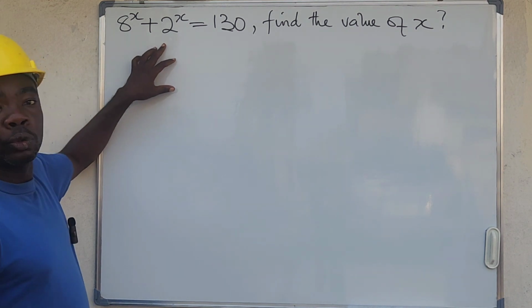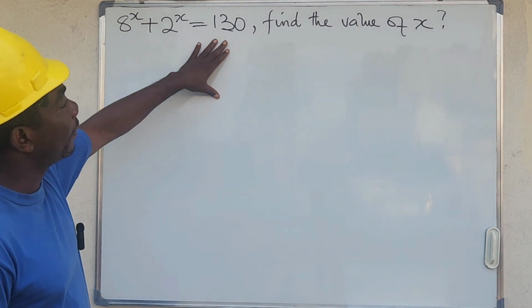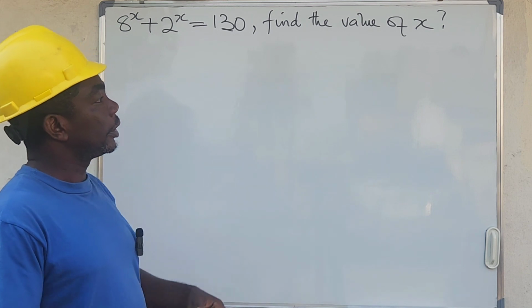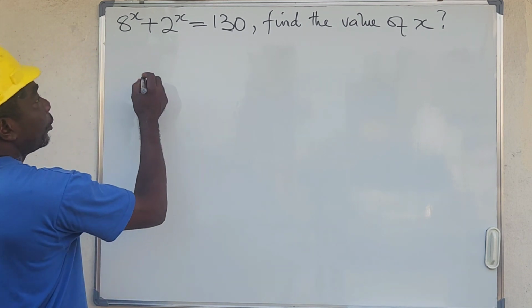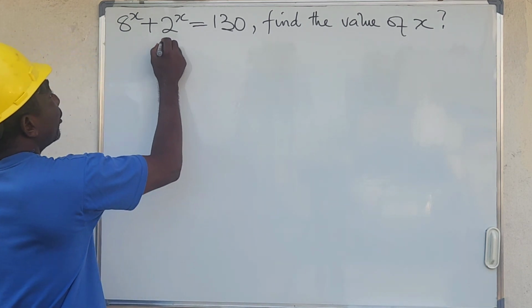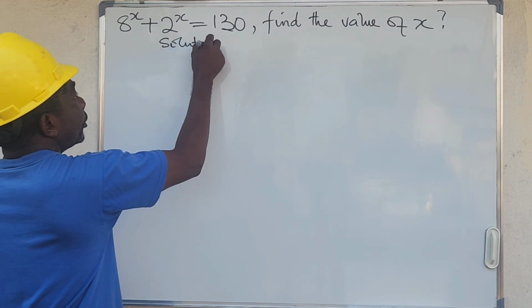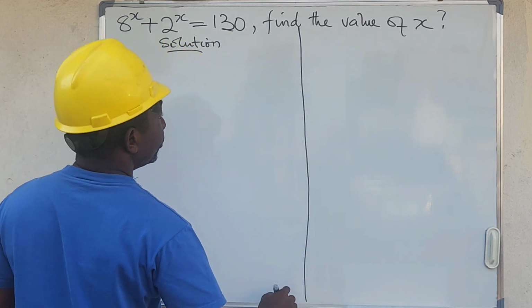Today we are looking at this question: 8 raised to the power of x plus 2 raised to the power of x equals 130. Find the value of x. In this question, we are going to find the value of x. So we have the solution, divide our board into 2.